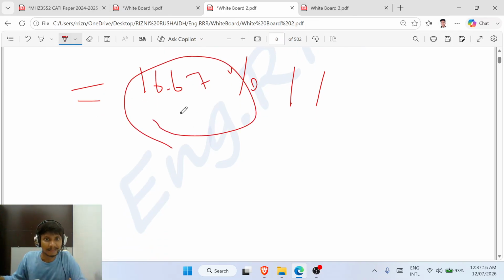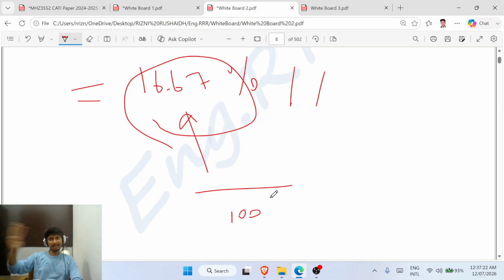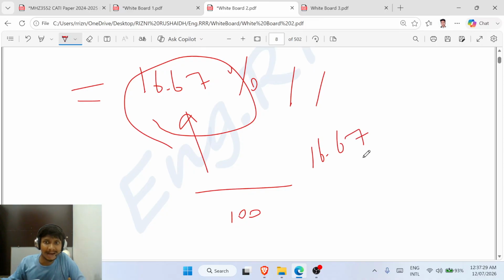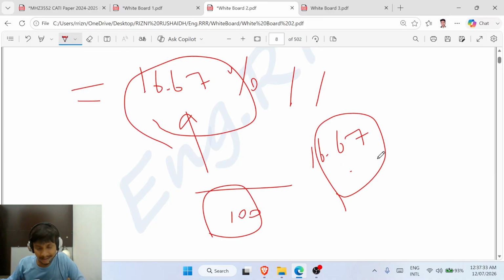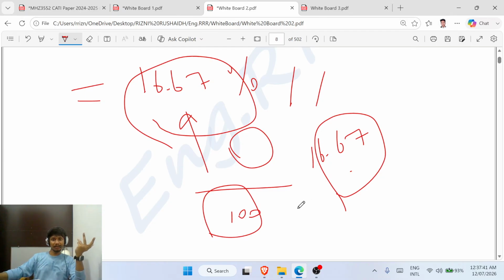Therefore, the percentage of unsafe braking events, the final answer, is 16.67 percentage. What is the meaning of this? There are 100 total events, and in 100 total events, only 16.67 events are dangerous. The other events, which means 100 minus 16.67, are safe.